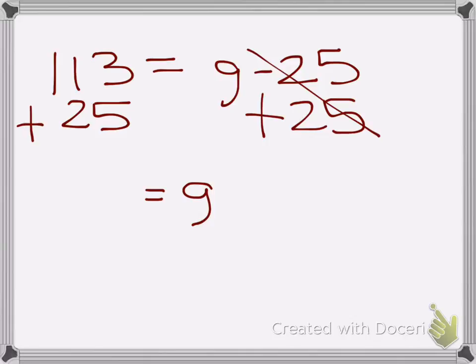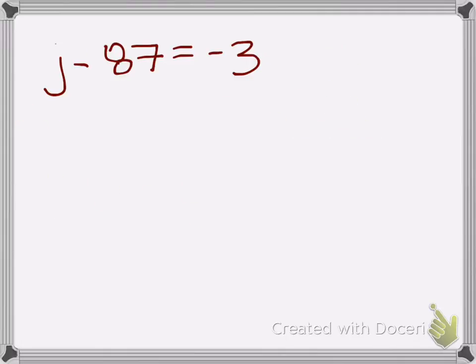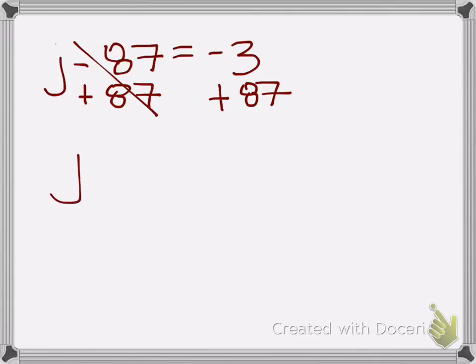Now my goal is to get g by itself, which I've done, and now I just need to figure out what g is. So 113 plus 25 gives me 138. Here's another example of the addition property of equality. Because you have j minus 87 equals negative 3, so to get j by itself, we need to take the 87 from that side, and we do that by canceling it out. So we do the opposite, and whatever we do to one side, we do to the other. So j would be 87 plus negative 3, or 84.